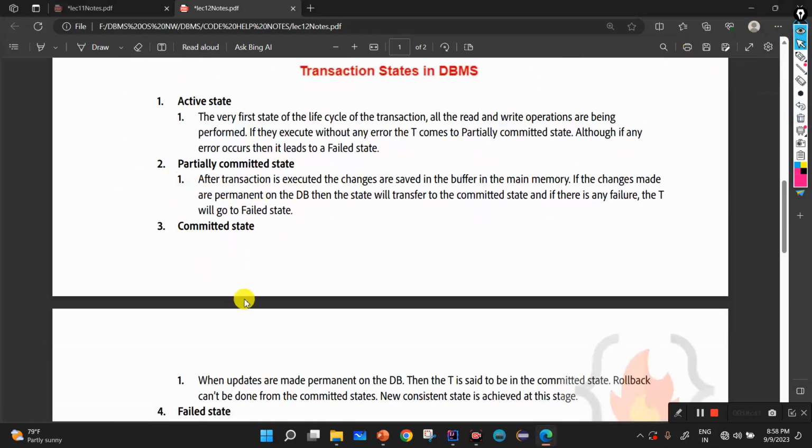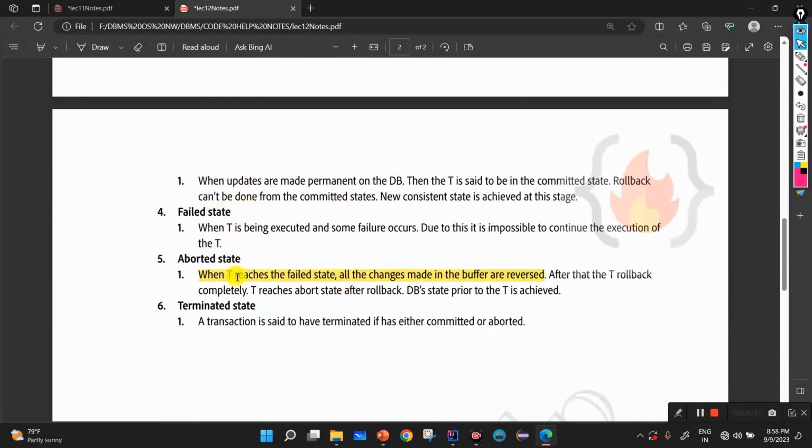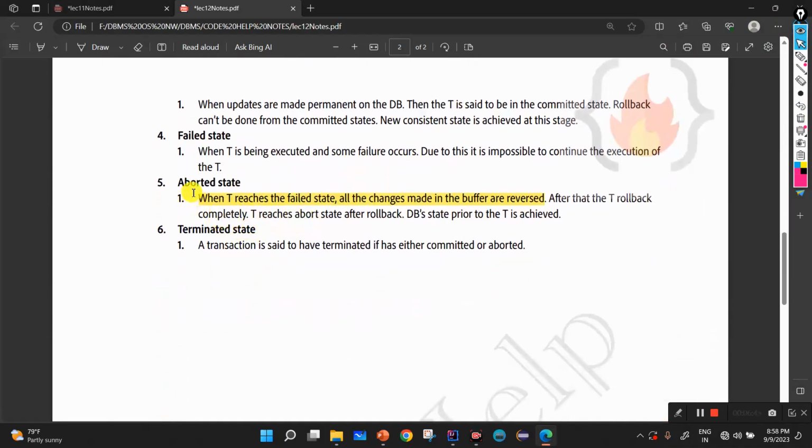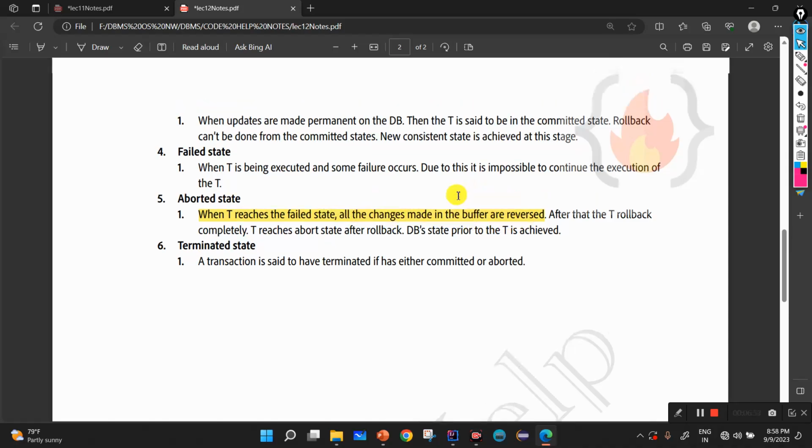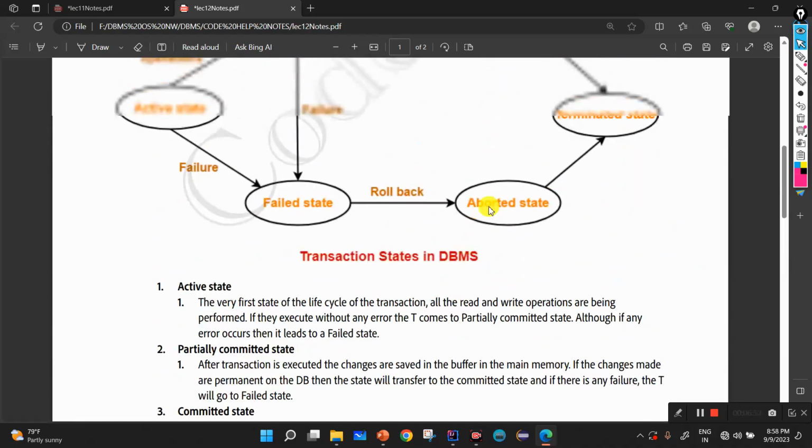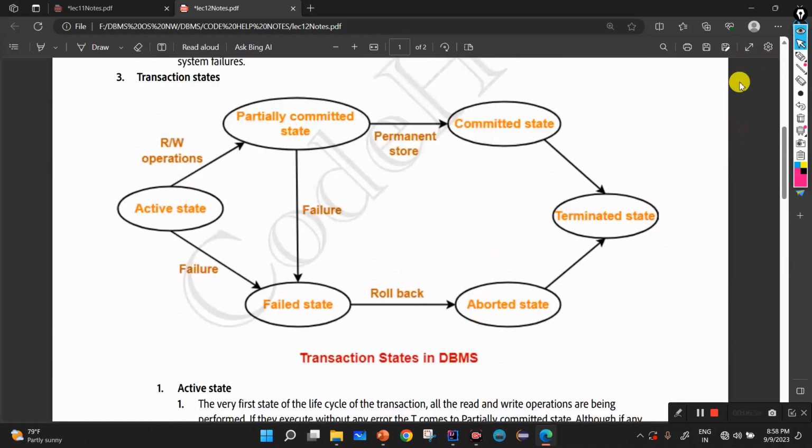Now there is the theory part, so you can learn it. Aborted state: when the transaction reaches the failed state, all the changes made in the buffer are reversed. So the aborted state is important. The interviewer asked directly about the aborted state. Aborted state means, let's suppose a failure occurs, then all the changes that you have made will be reversed. Okay, got the point. So this is about this video.